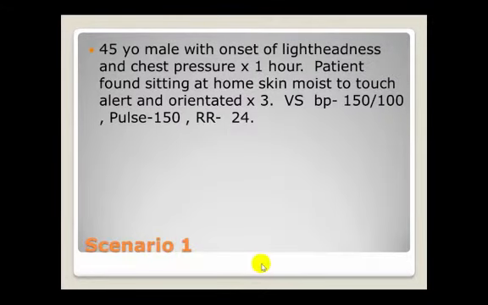Your scenario is as follows. A 45-year-old male with onset of lightheadedness and chest pressure one hour ago. Patient found sitting at home. Skin is moist to touch. He's alert and oriented times 3: person, place, and time. Vital signs are blood pressure 150 over 100, pulse 150, and respirations 24. You hook him up to the monitor and it shows this.